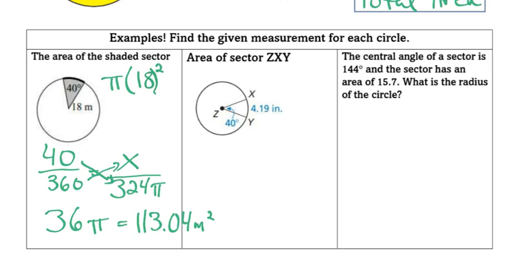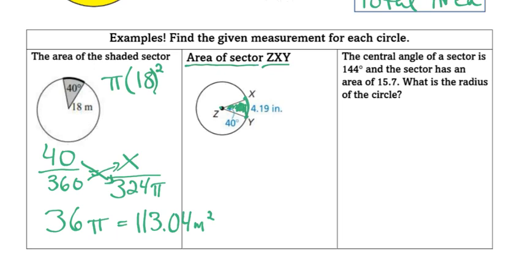All right, we're looking for the area of sector Z, X, Y. We're looking for this area. Right now, we're given the arc length. That 4.19 is the distance from X to Y. And we're given the central angle of 40 degrees. So I'm going to need to somehow get to the radius. I need the radius to solve for the total area, and then from there I can solve for the area of the sector.